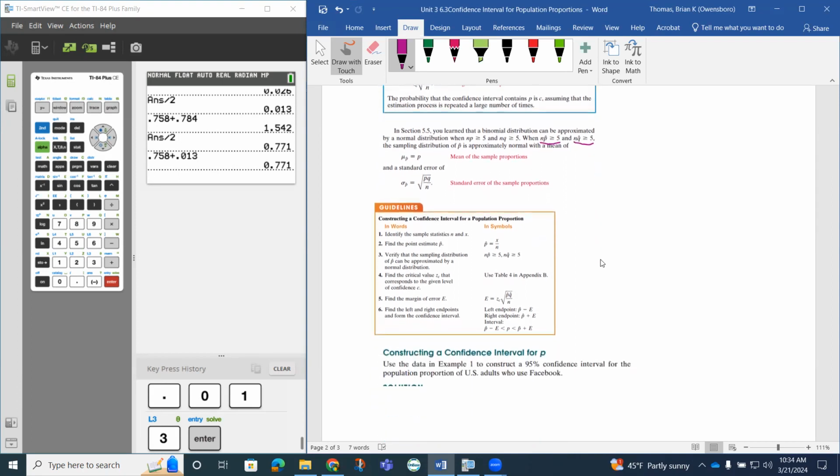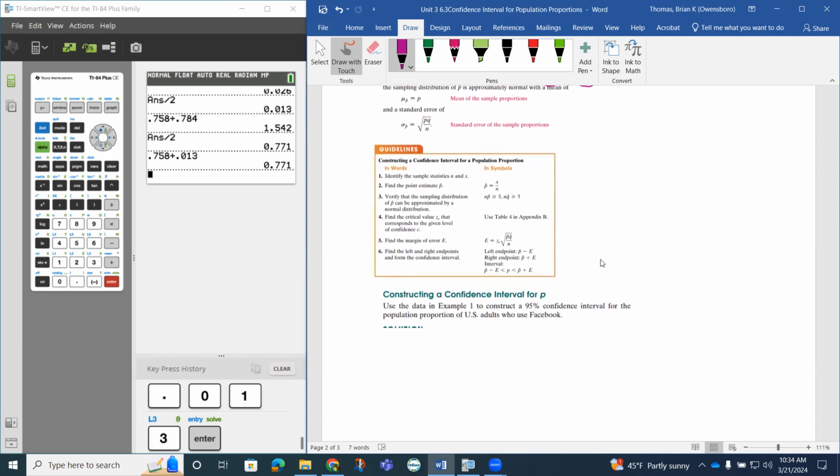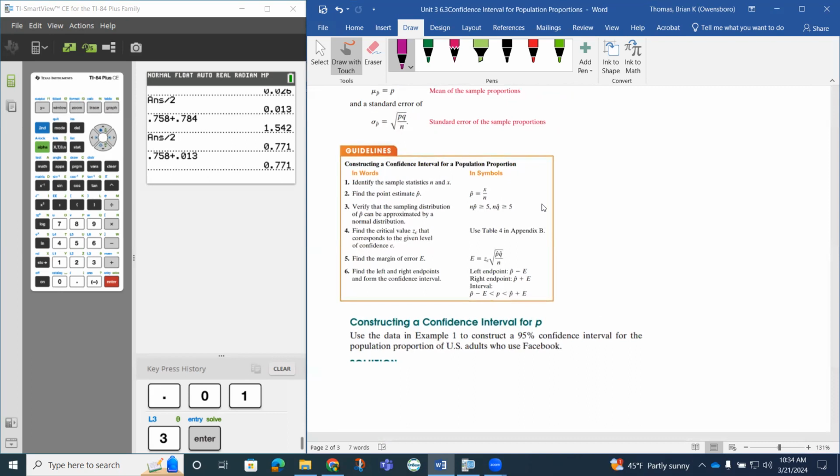So as we move into our guidelines for constructing a confidence interval, this is kind of what we'll be doing. We'll have to identify the sample statistics, x and n. That's going to give us our point estimate, p hat. We also need to verify that our data is normally distributed, and make sure that n times p hat is greater than or equal to 5 and n times q hat is greater than or equal to 5. So we have to have some of that mentioned.